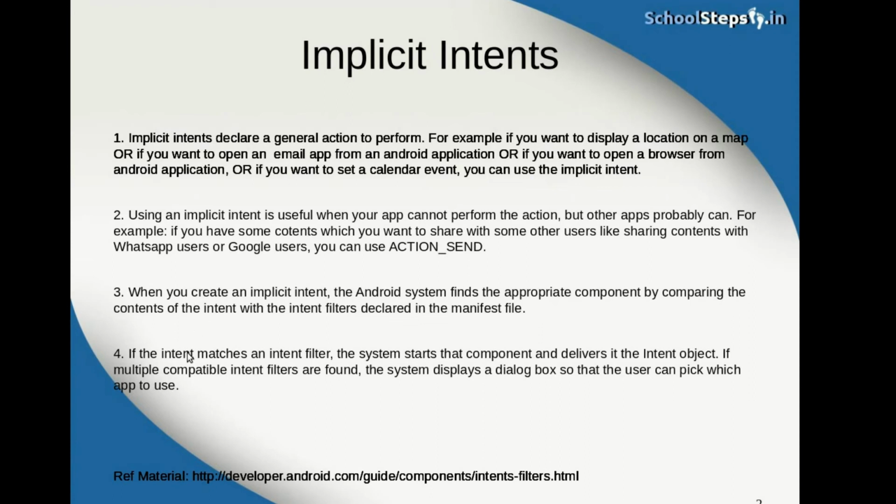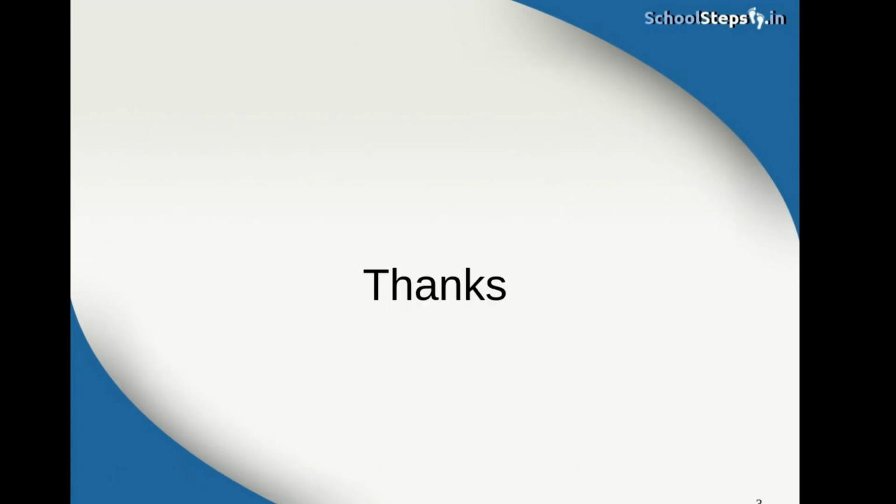The point number 2 says implicit intents are useful when your application cannot perform the action but other applications probably can. So in our application we created one message and then we took the help of the default message application to send our messages. Point number 3 and 4 are related to intent filters. We'll discuss these points later, but let's read the statement in point number 4. It says if multiple compatible intent filters are found, the system displays a dialog box so that the user can pick which application to use. So this is what we just achieved.